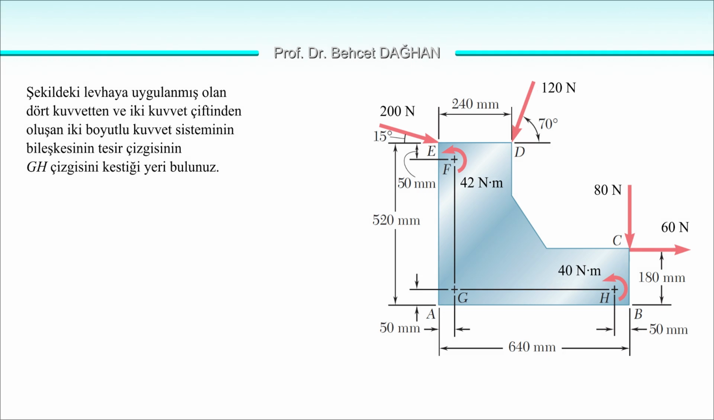Hi everybody, we're solving statics problems. Our topic, two-dimensional force systems. Find the point where the line of action of the resultant of the two-dimensional force system consisting of four forces and two couples applied to the plate, shown in the figure, intersects the GH line.